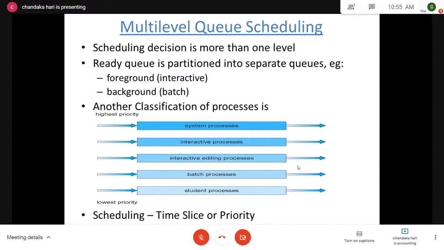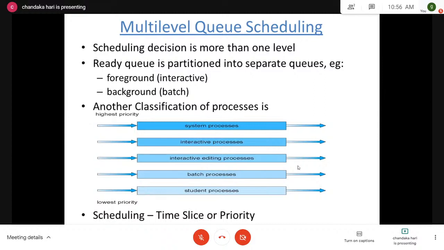Now I have concluded that the scheduling decision is not going to happen in one particular level. The scheduling decision has to happen in 2 levels. Since it may be more than 1 level, it is called multi-level queue scheduling. Now, how do you schedule these jobs?